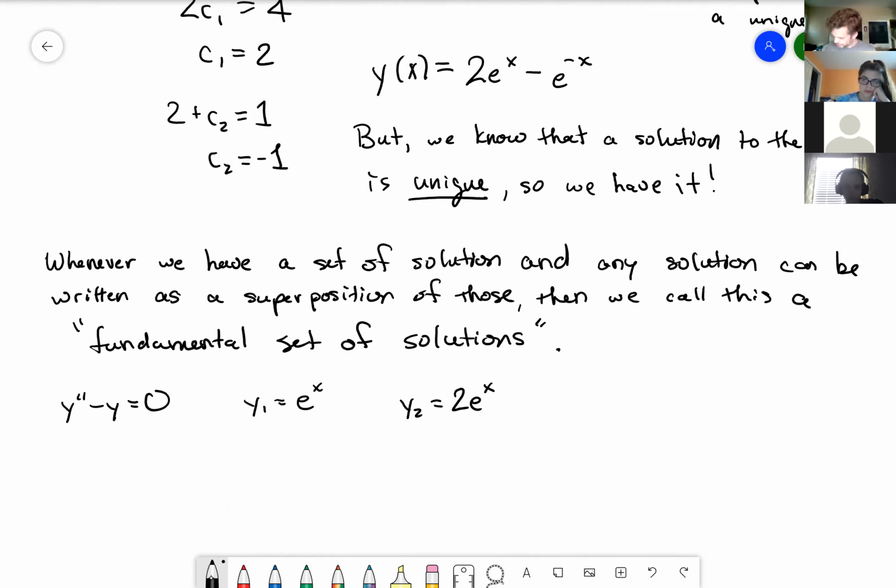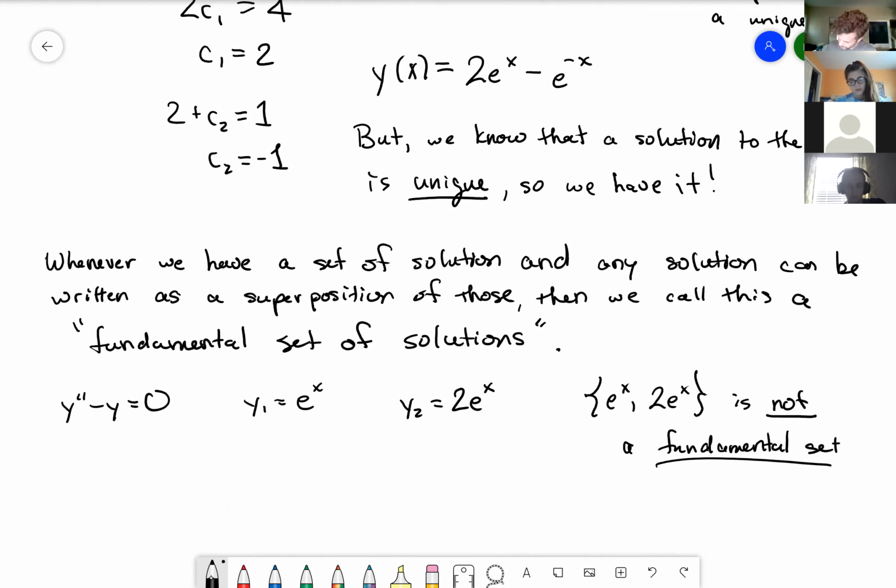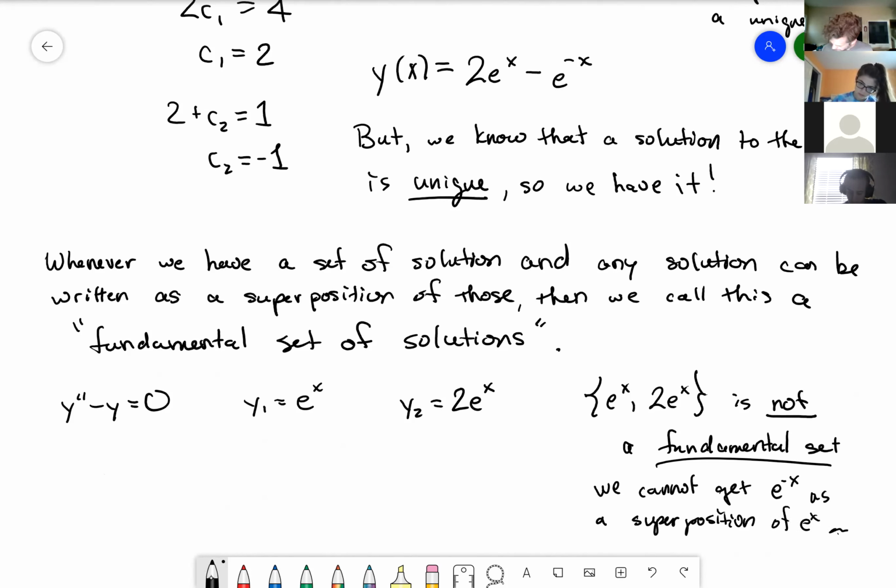However, this set, e to the x and 2e to the x, is not a fundamental set of solutions. We cannot get e to the minus x as a superposition of e to the x and 2e to the x.